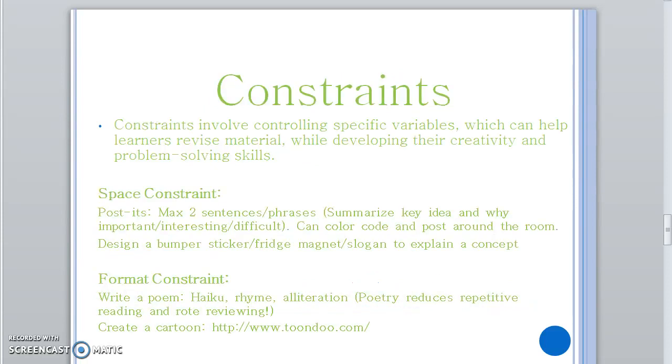Another strategy we can use is constraints. So constraints involve controlling specific variables, which can help learners revise material while also developing their creativity and problem-solving skills. So the first constraint can be the constraint of space. Using Post-its, learners must only write a maximum of 2 sentences or phrases on the Post-it note. So they can summarize the key idea and maybe also include why it's important, interesting, or difficult.